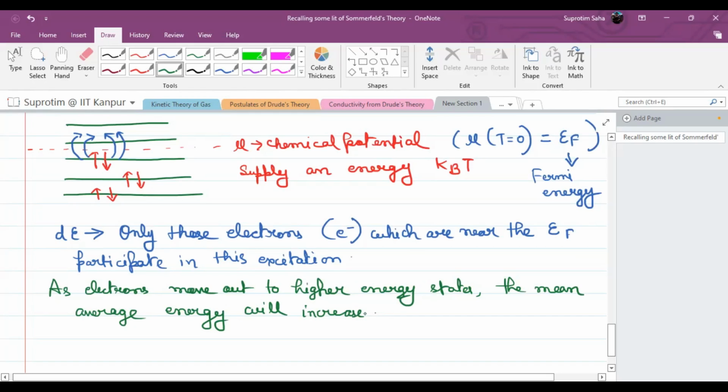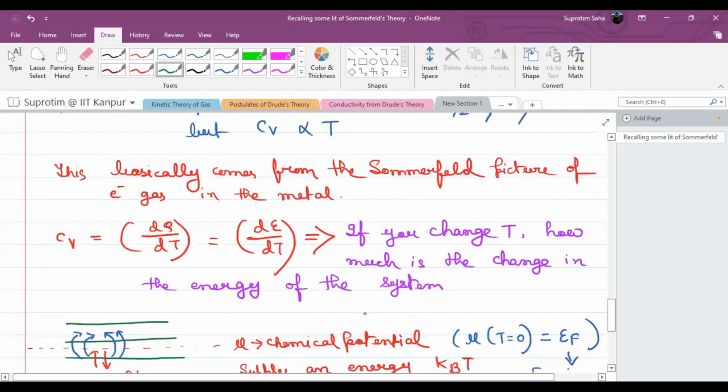All right. So this is the principle of the specific heat. Let's say you increase the temperature of the system. What's the increase in the energy of the electrons? And this is beautifully explained by the Sommerfeld picture. All right. So now this is concerning the electrons.